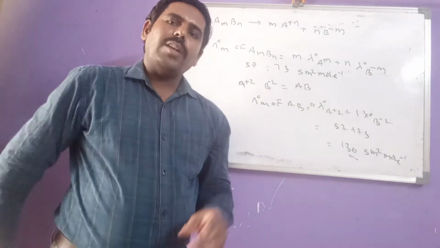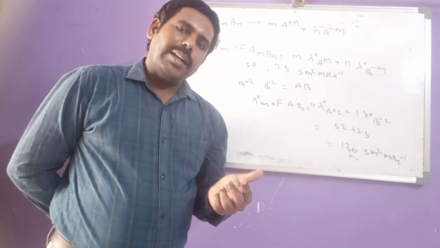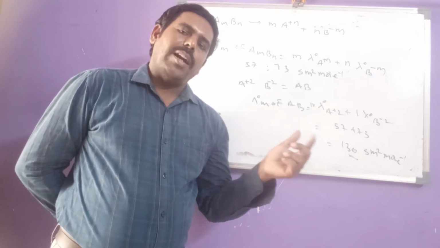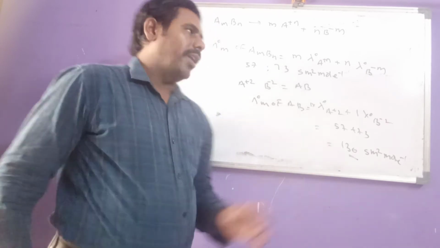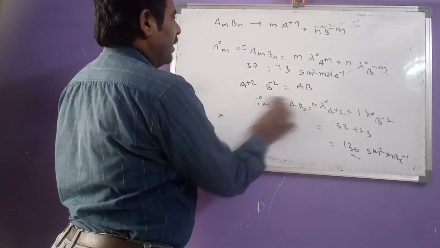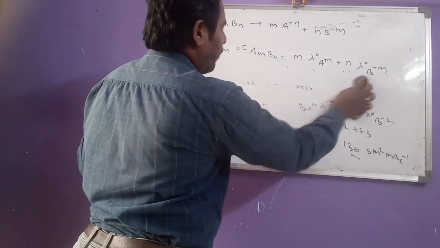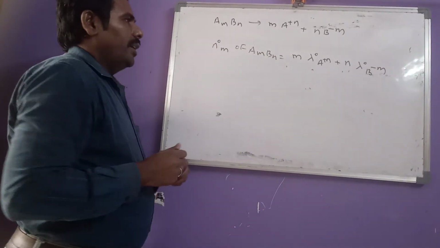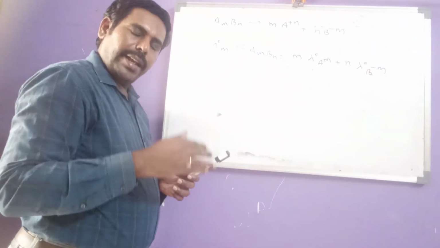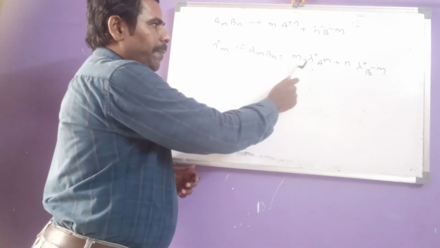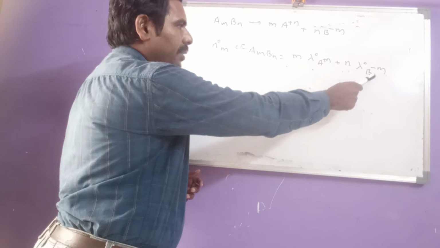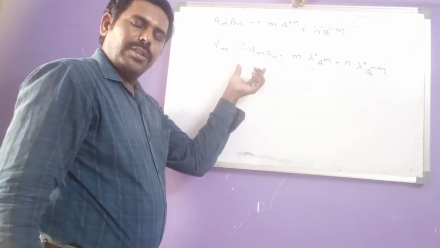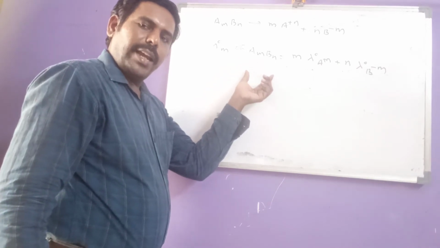Now, how to calculate equivalent conductance at infinite dilution by using individual ionic conductances for an electrolyte. Same electrolyte we consider here, that is AmBn electrolyte. To calculate molar conductance at infinite dilution, we multiply these lambda naught plus and lambda naught minus values with the number of ions. This is in the case of limiting molar conductivity calculation.